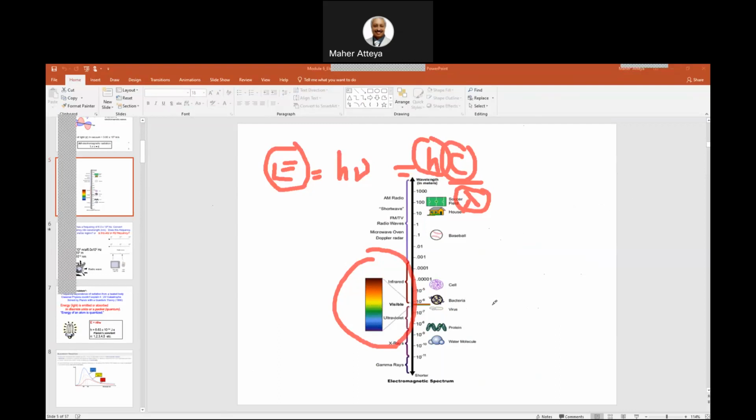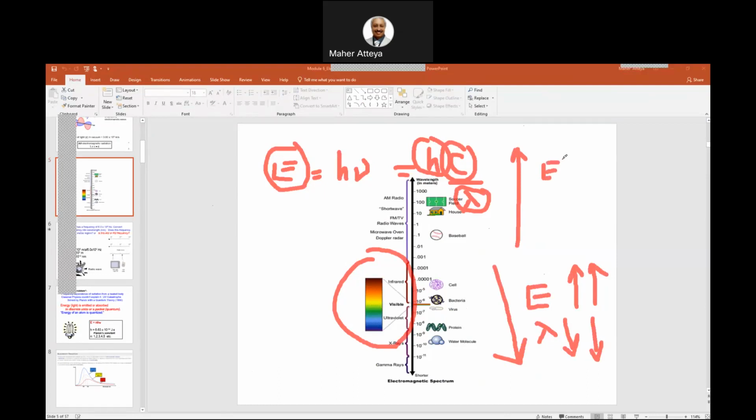So if you go like this, here, energy is very high, goes up. And lambda, the wavelength, goes low, very short, right? And here, if you go up, the energy will go down, right? The wavelength will go up. Make sense, guys?